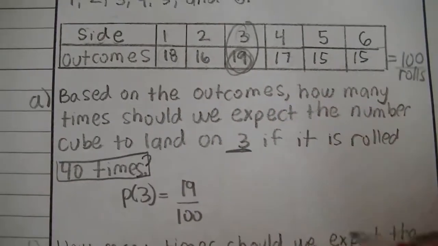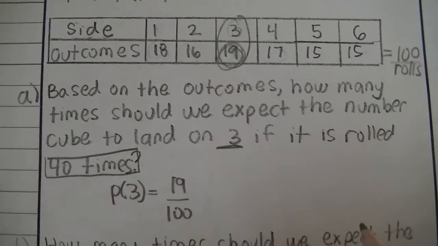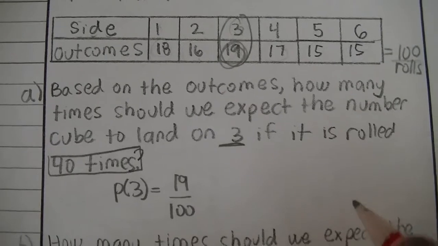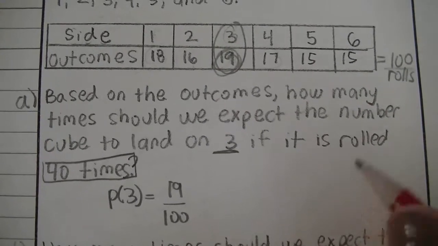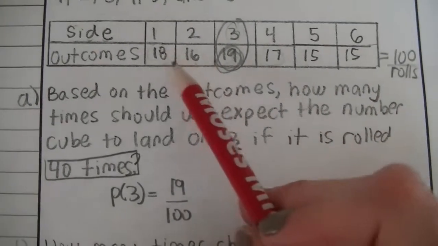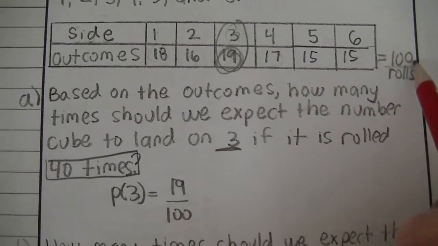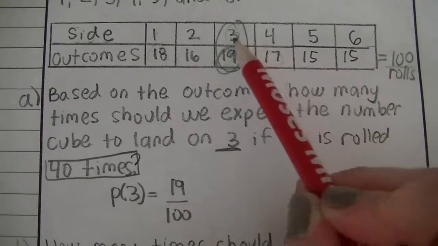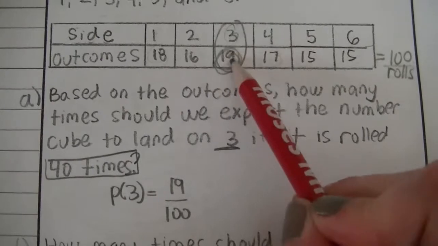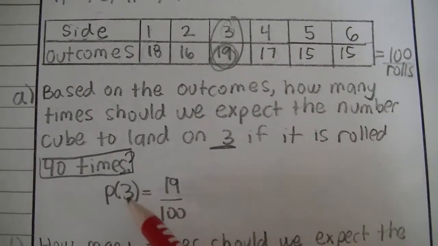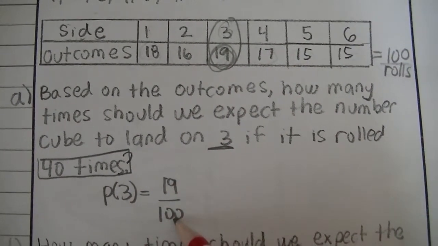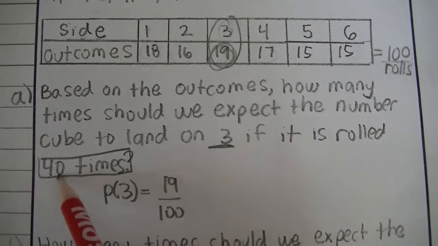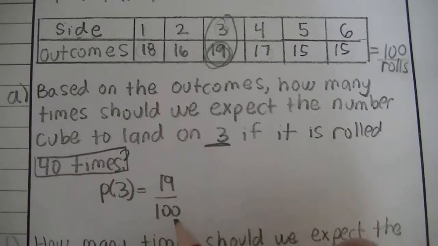Take a second and just think about what just happened. You will probably see one of these on an assessment in the future. So we totaled all of this up. We got 100 rolls. That's how many times they rolled it. How many times did they land on a 3? Well, 19 out of the 100. But now they're saying, hey, we're only going to roll it 40 times. Here they rolled it 100 times.